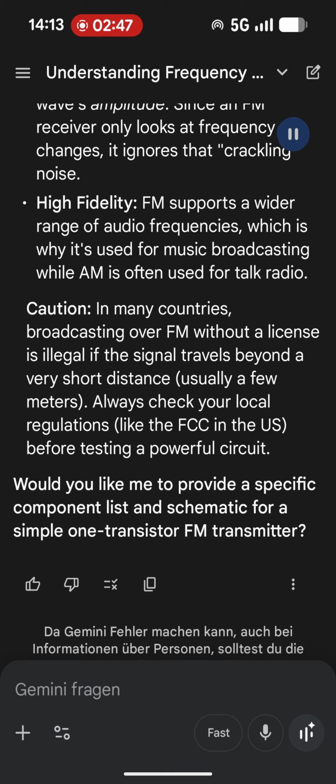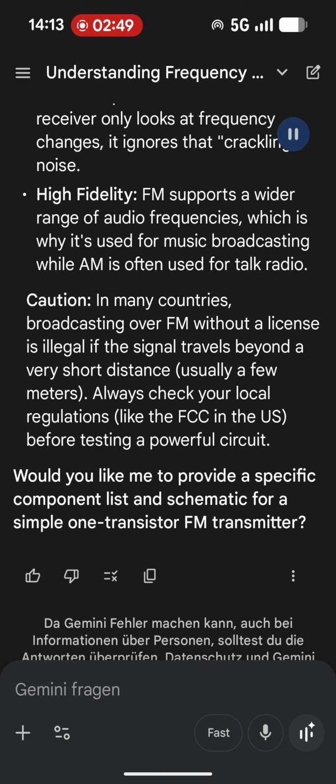Caution. In many countries, broadcasting over FM without a license is illegal if the signal travels beyond a very short distance, usually a few meters. Always check your local regulations, like the FCC in the US, before testing a powerful circuit.